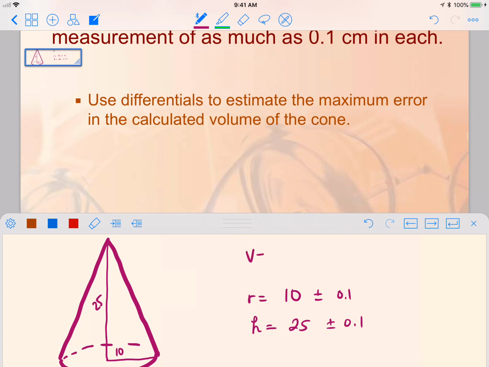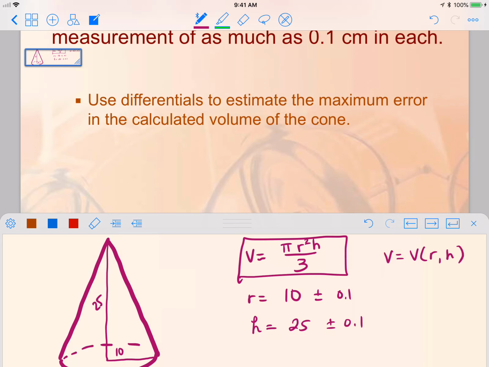Okay, so we know the formula for the volume of a cone with base radius R and height H is going to be pi times R squared times the height over 3. So 1/3 pi times R squared times height. So this is our formula. Okay, so that means that volume depends on the radius and the height.